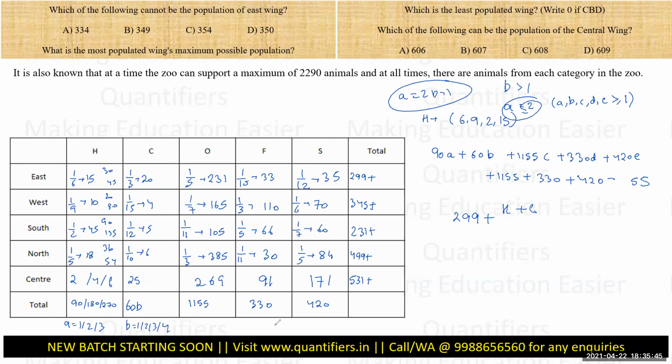So I can make it 60, 120, 180, and 240. Right. So 299 plus H plus C. All the values are in the range of 330s, which means I need a total of around 30s, which means 20 plus 15. If I take the minimum value, 299 plus 15 plus 20, I am reaching 334. So it is one of the possible values, right?